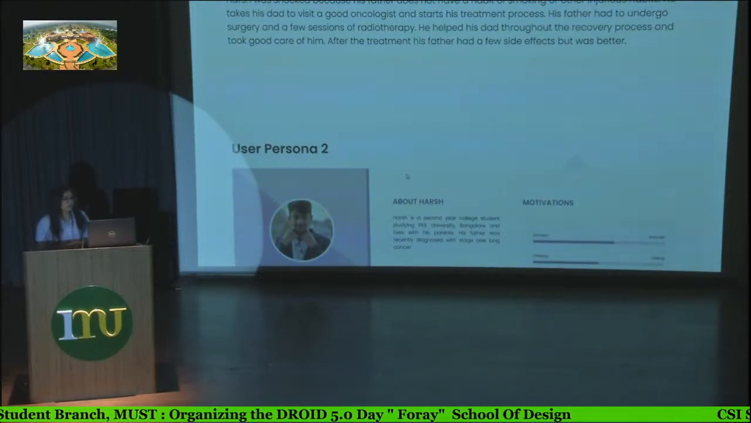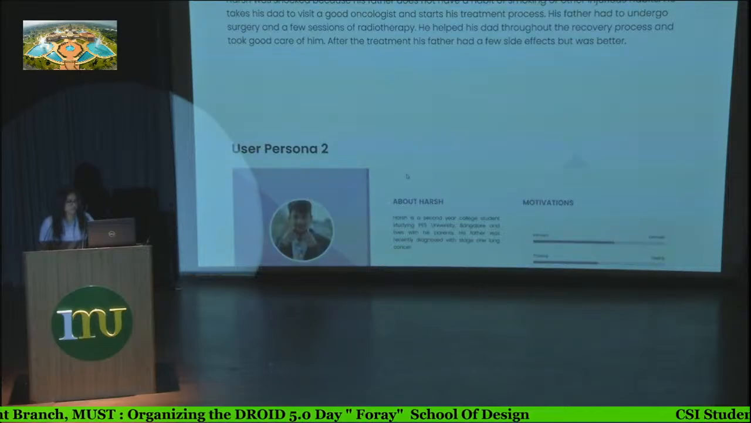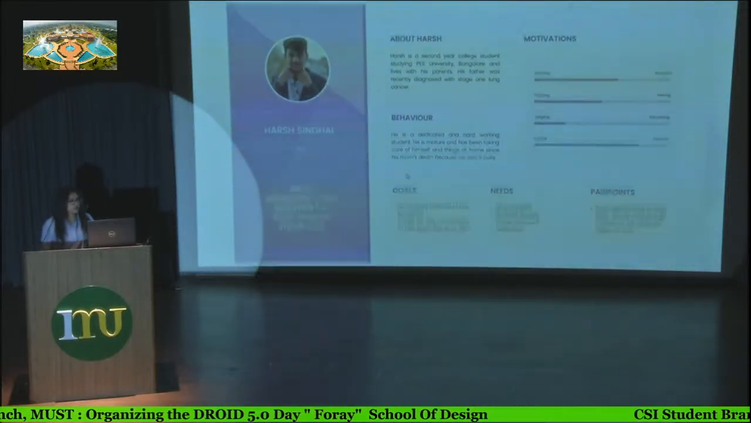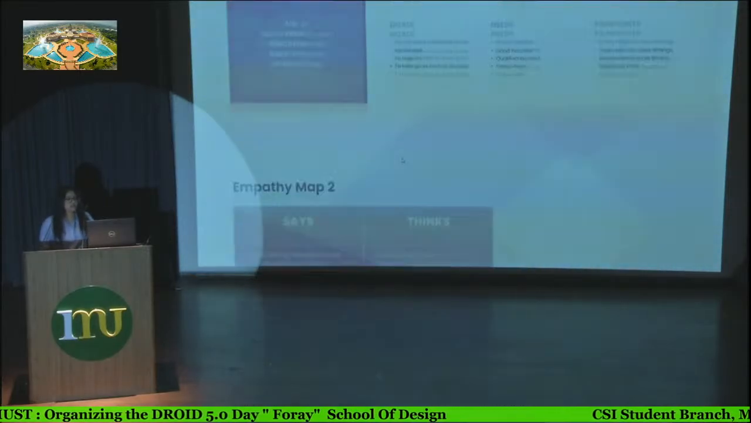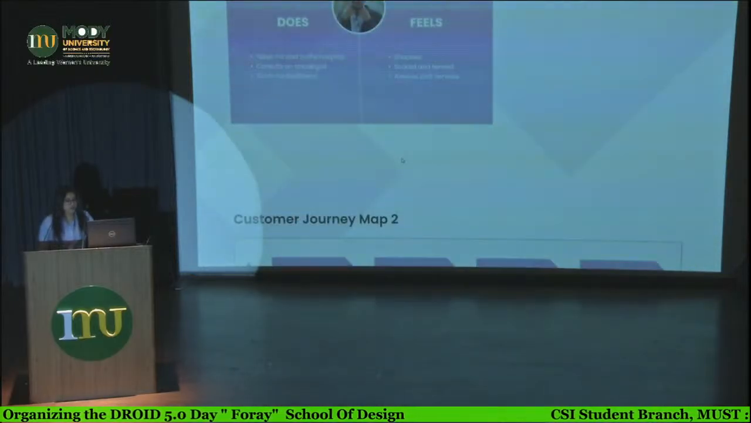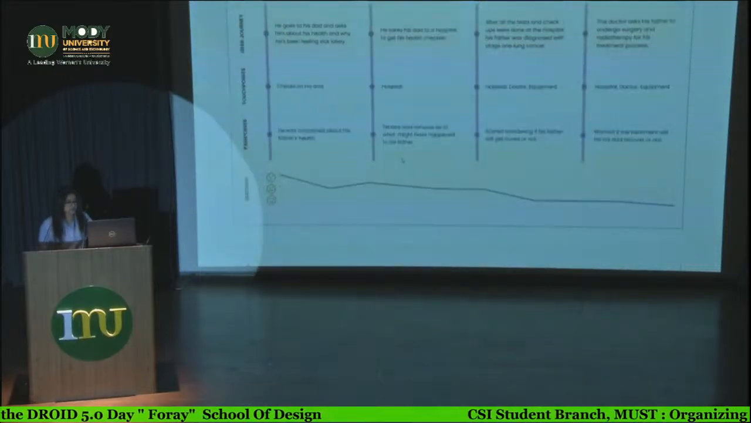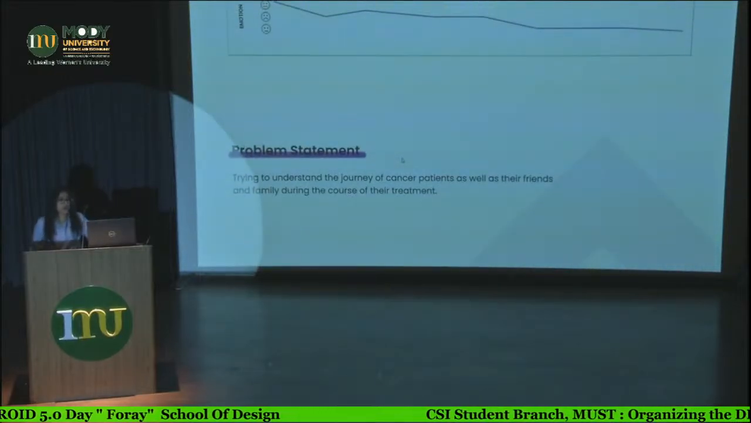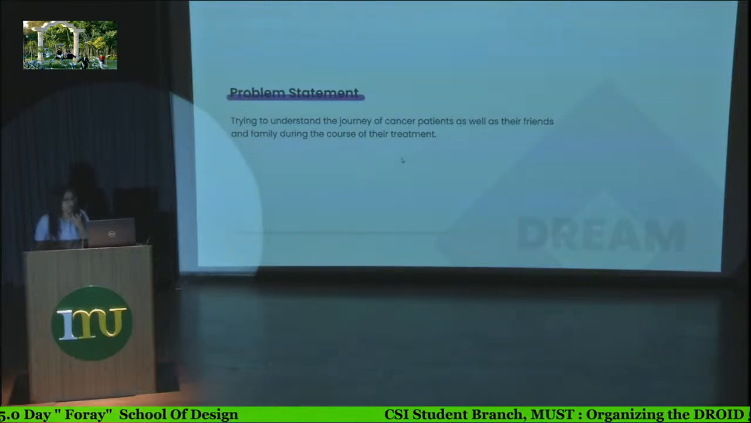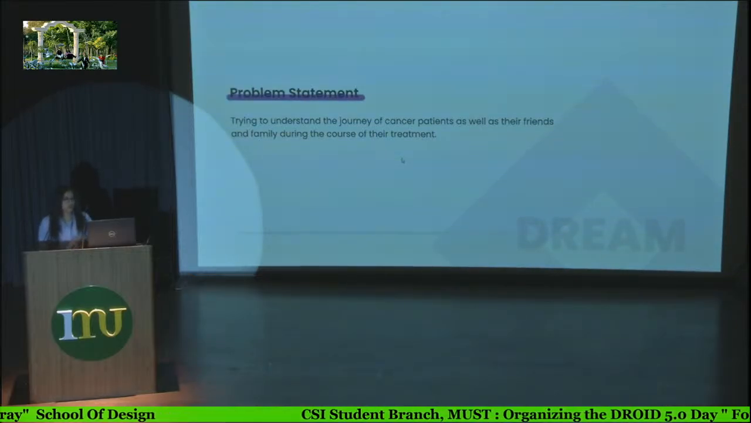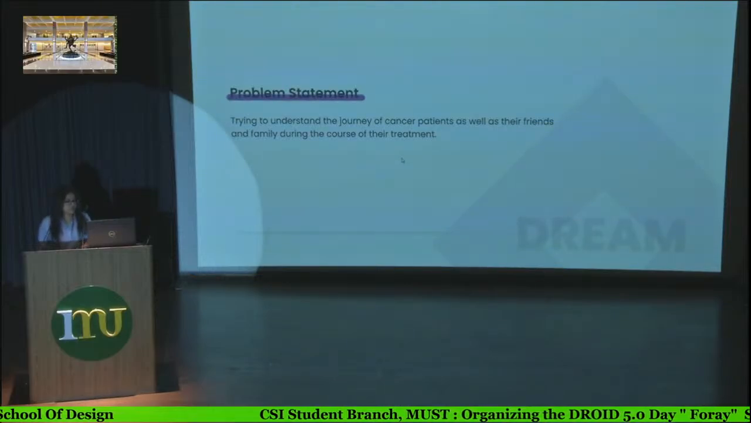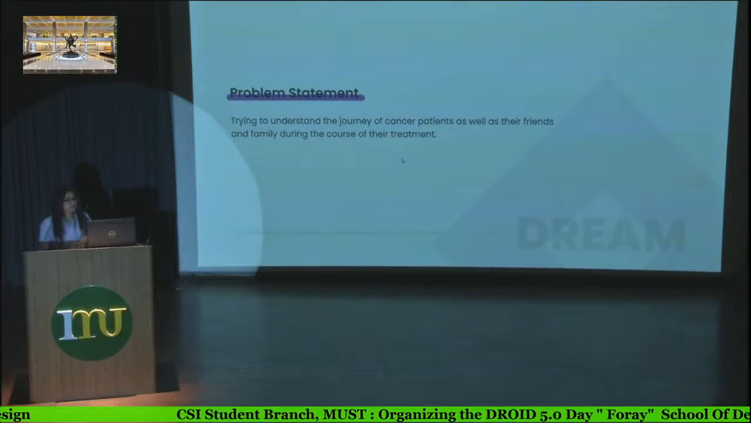Similarly, I defined another scenario for a 20-year-old college student whose father was diagnosed with lung cancer, and again I followed the same process of creating a persona, the empathy map and the journey map to get an understanding of the needs, pain points and his goals. After getting an in-depth understanding of the topic, we define the problem statement that we're going to work on. In this case, it was trying to understand the journey of cancer patients as well as their friends and family during the course of the treatment.